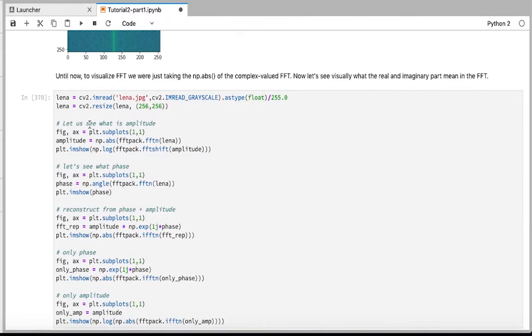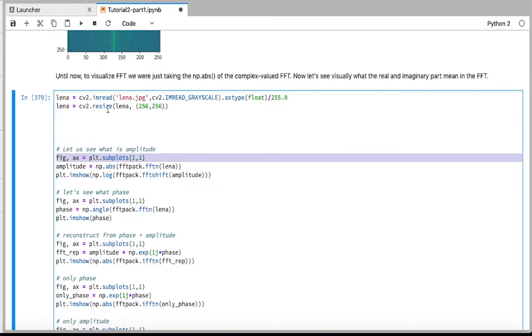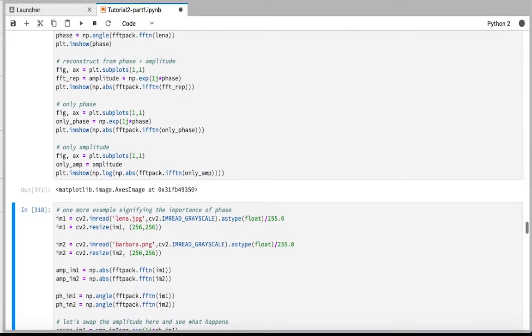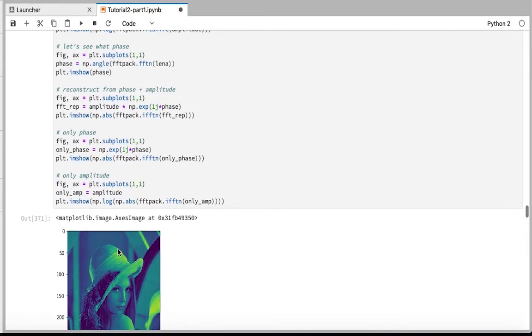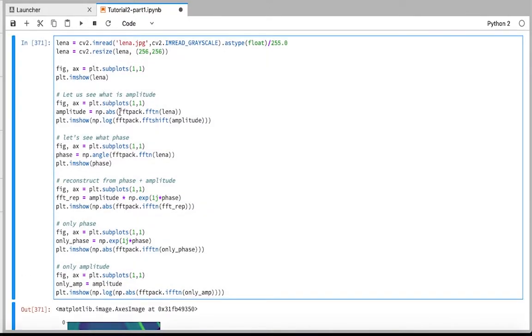So first, what we're seeing is we're loading a picture of Lena. So let's show that also. I just downloaded the pictures from the web and I uploaded all the required pictures to the Git. So this is the original picture.